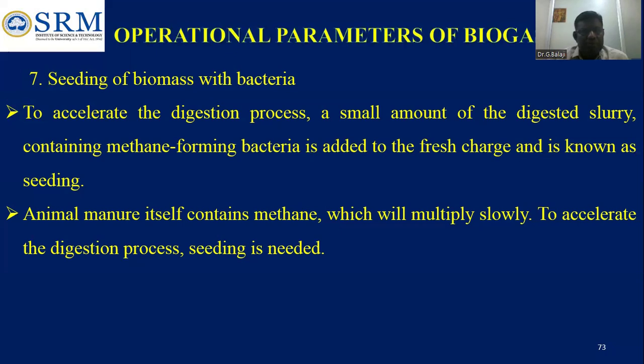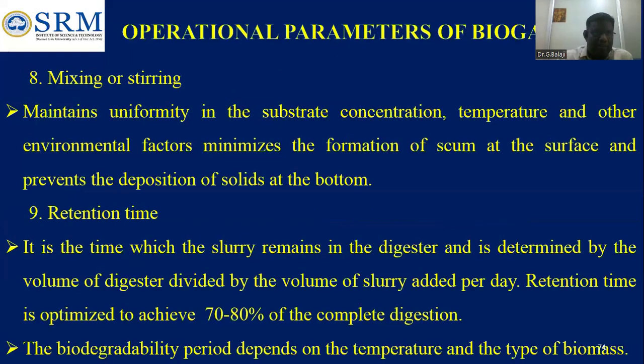So here, to accelerate the digestion process, a small quantity of the digested slurry containing methane forming bacteria is added to the fresh charge, and this is known as the seeding process. Animal manure itself contains methane bacteria, which will multiply slowly. To accelerate the digestion process, seeding is needed. Initially, we have to give it, and afterwards that slurry itself will be taken as seeding material.